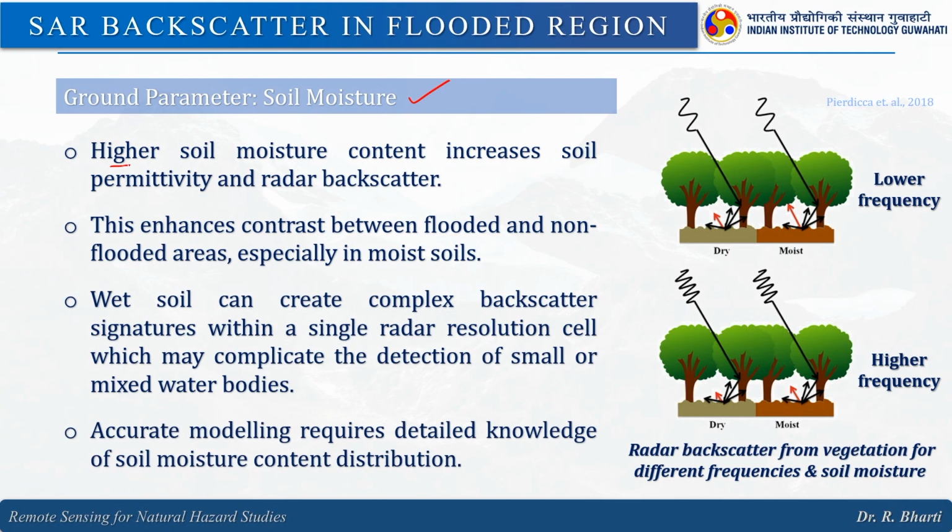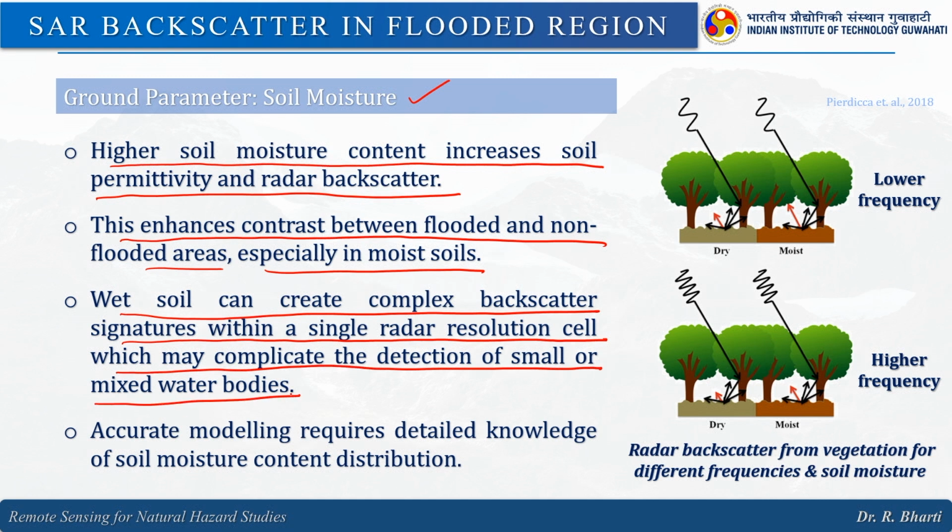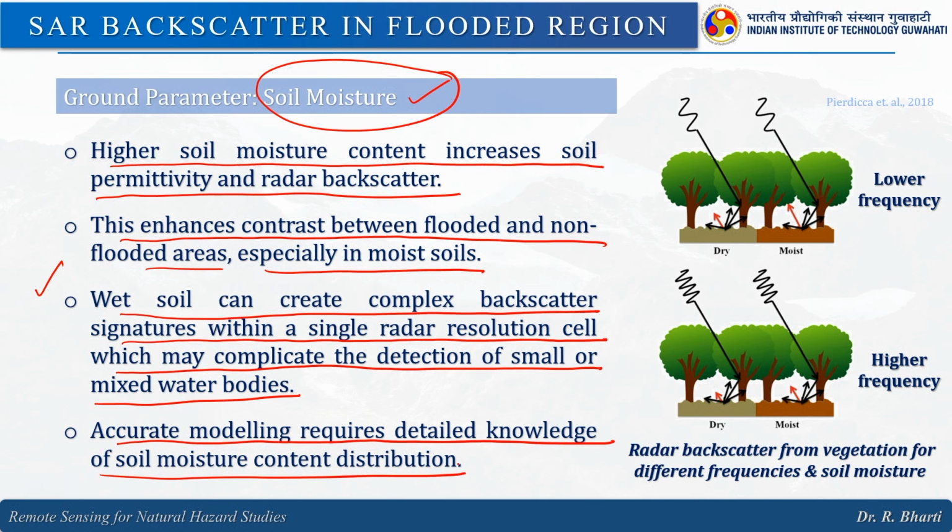Here you can see the higher soil moisture content increases soil permittivity and radar backscattering. This enhances contrast between flooded and non-flooded areas, especially in moist soil. Wet soil can create complex backscattered signatures within a single radar resolution cell, which may complicate the detection of small or mixed water bodies. So, this is one of the limitations when you have high soil moisture in the surrounding. Accurate modeling requires detailed knowledge of soil moisture content distribution.